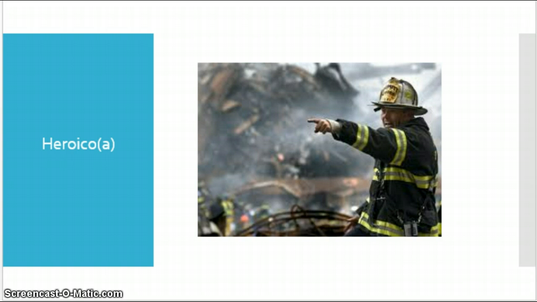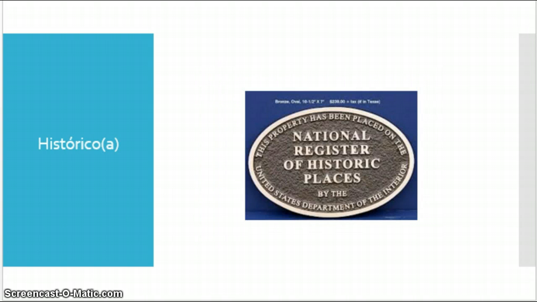Heroico, perdón, no puedo hablar. Heroica is heroic, so somebody who is a hero. Histórico, histórica, this would be historic or historical. So the context is based on some kind of history. It might be Greek history, it might be a certain historical setting, etc.